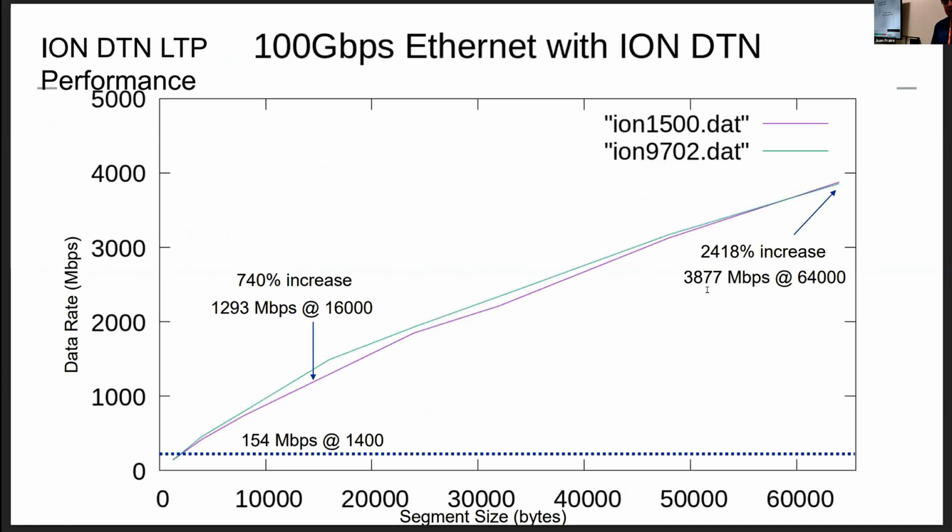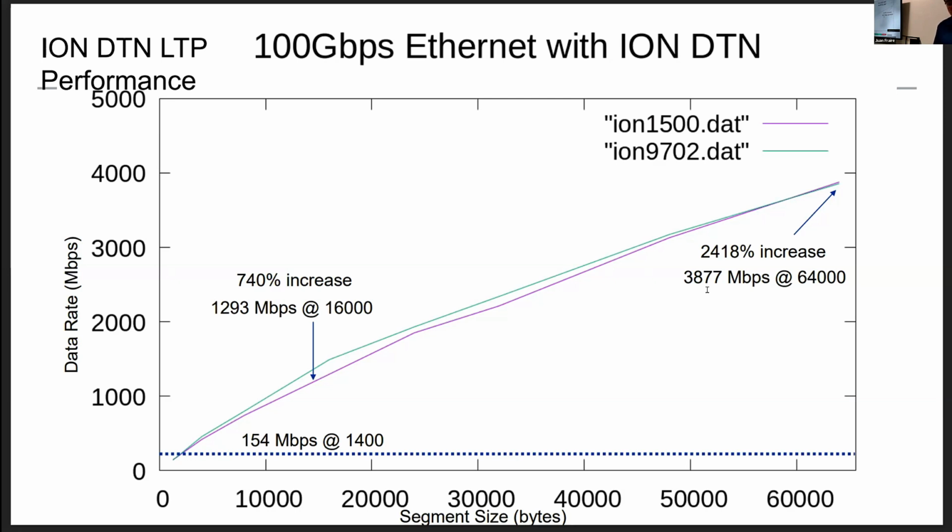Now we took a look at ION. Now we found that with ION, we did not have a performance correlation for the MTU size. We had the same curve for 1500 byte MTU as we did for 9702 MTU.